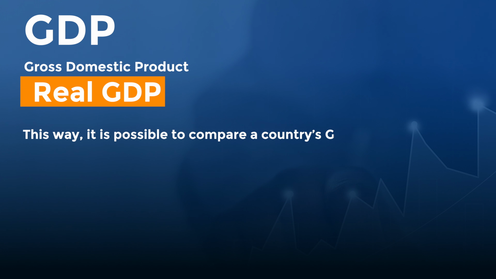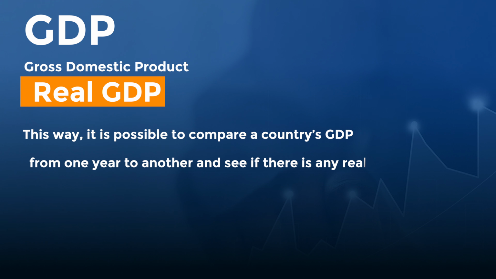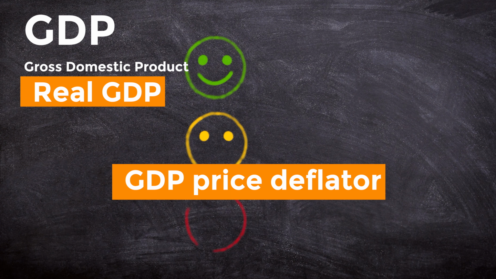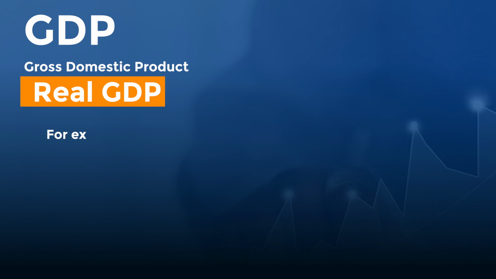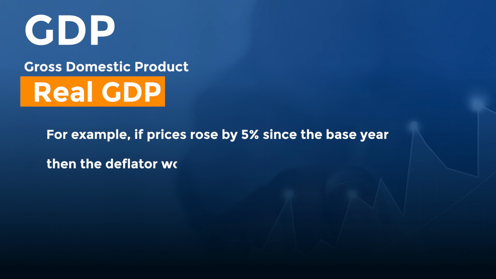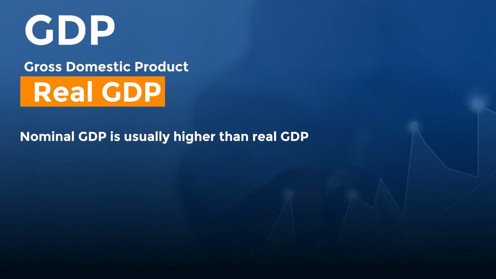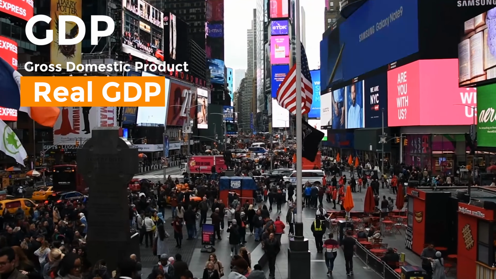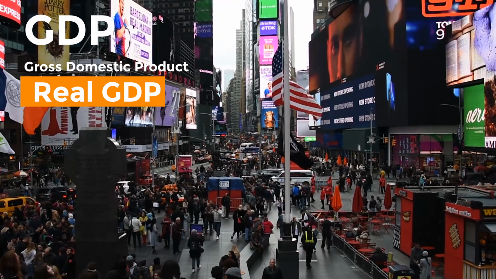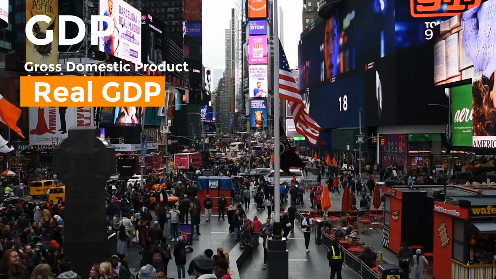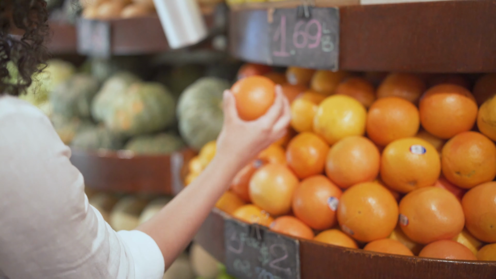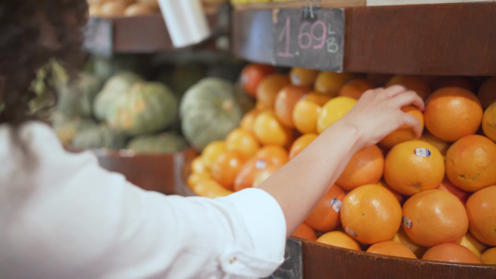This way it's possible to compare a country's GDP from one year to another and see if there is any real growth. Real GDP is calculated using a GDP price deflator, which reflects the difference in price between the current year and the base year. For example, if prices rose by 5% since the base year, the deflator would be 1.05. Nominal GDP is divided by this deflator. Nominal GDP is usually higher than real GDP because inflation is typically a positive number. Real GDP accounts for changes in market value and thus narrows the difference between output figures from year to year. If there is a large discrepancy between a nation's real GDP and nominal GDP, this may be an indicator of significant inflation or deflation in the economy.